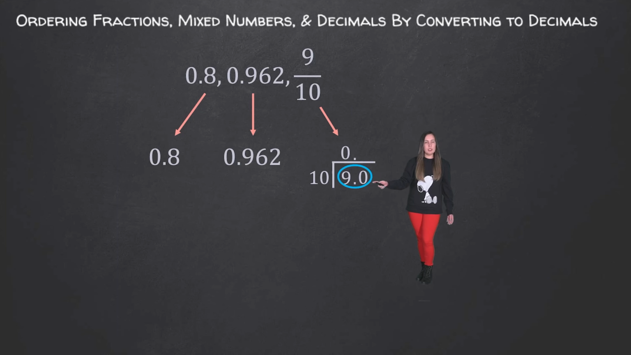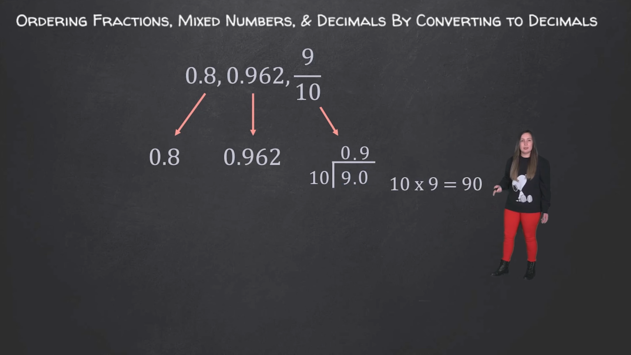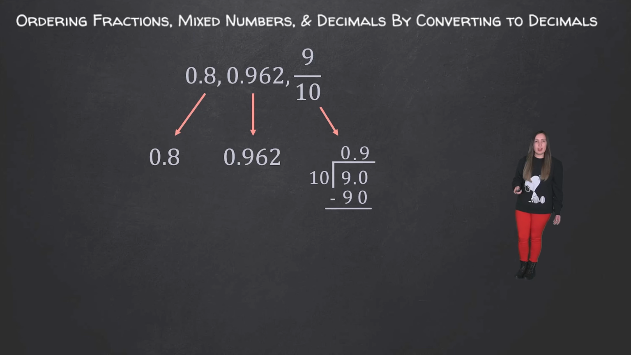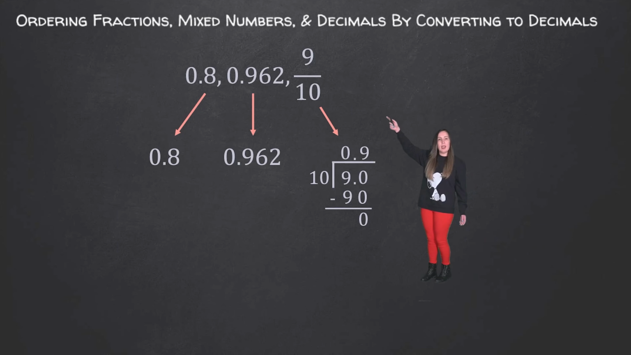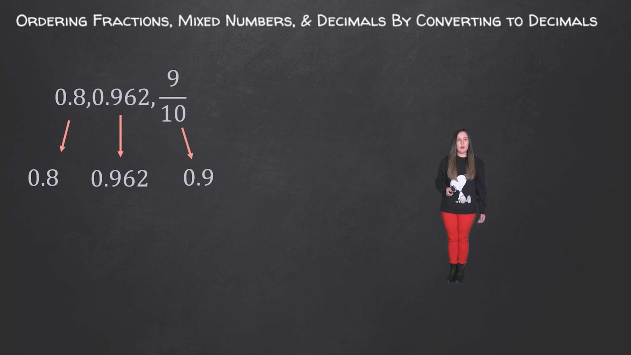And then we're going to ignore this decimal point for a second and ask ourselves, how many times does 10 go into 90? Well, 10 goes into 90 9 times, and that's because 10 times 9 is equal to 90. So we're going to write the 90 there, and then we're going to subtract. 90 minus 90 is equal to 0. So we have no remainder, which means 9/10 is equal to 0.9. So now that we have all three values as a decimal, we're going to go ahead and compare.